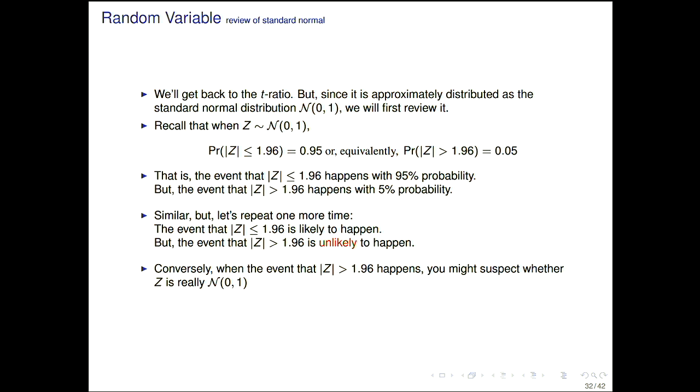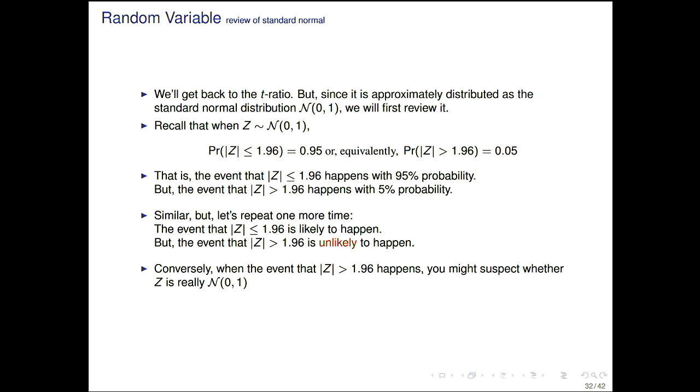Suppose we have a random variable following the standard normal distribution. One thing that we know about the standard normal distribution is this probability: in absolute value, the random variable is less than 1.96. This probability is 95%, which means the other event, the absolute value being greater than 1.96, is only 5%, right?